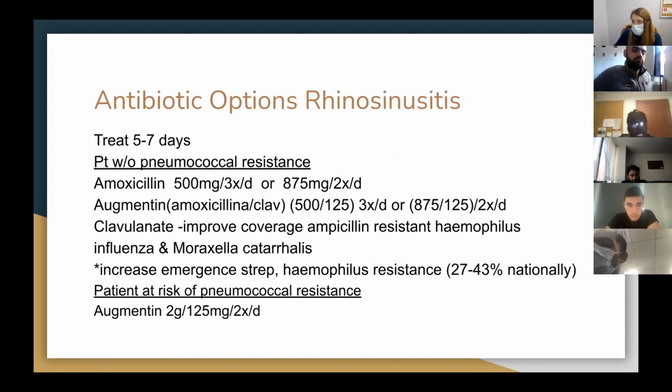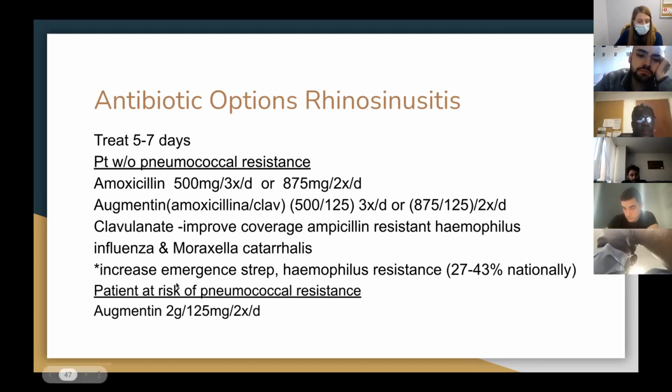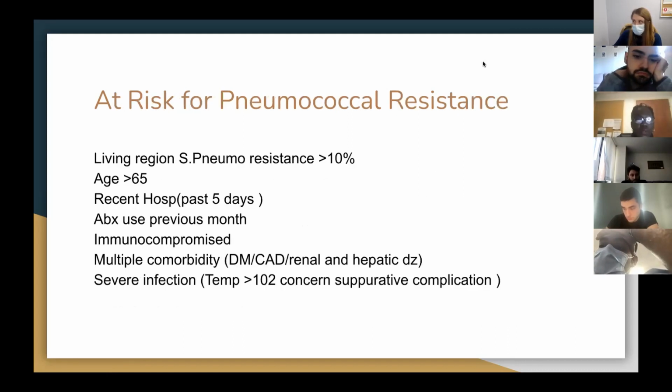Antibiotic options for rhinosinusitis. If the person does not have pneumococcal resistance, then we treat for up to 7 days with either Amox or Augmentin. Adding Augmentin adds an extra layer of coverage for ampicillin-resistant Haemophilus influenzae and Moraxella catarrhalis. And because there's increased emergence of strep and Haemophilus resistance globally and nationally, up to 43%, adding the clavulanate, it's better to use Augmentin in my assessment than amoxicillin, given the resistance pattern that we are seeing. Patients who have risk factors for pneumococcal resistance, then you're going to do high dose Augmentin, that's a 2 gram.